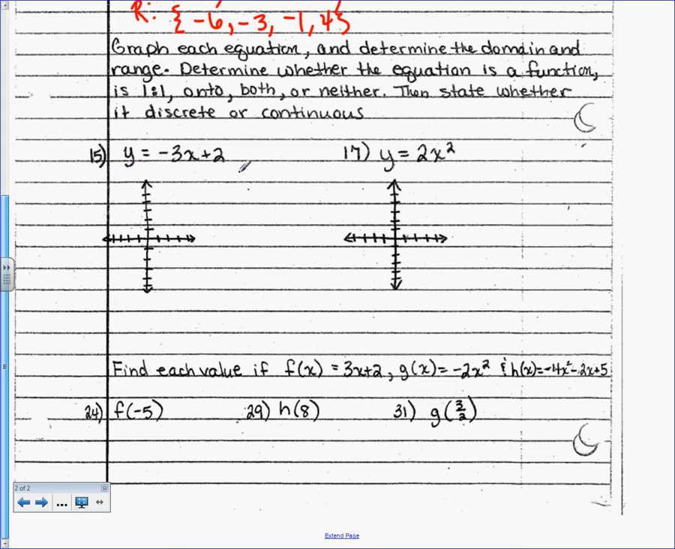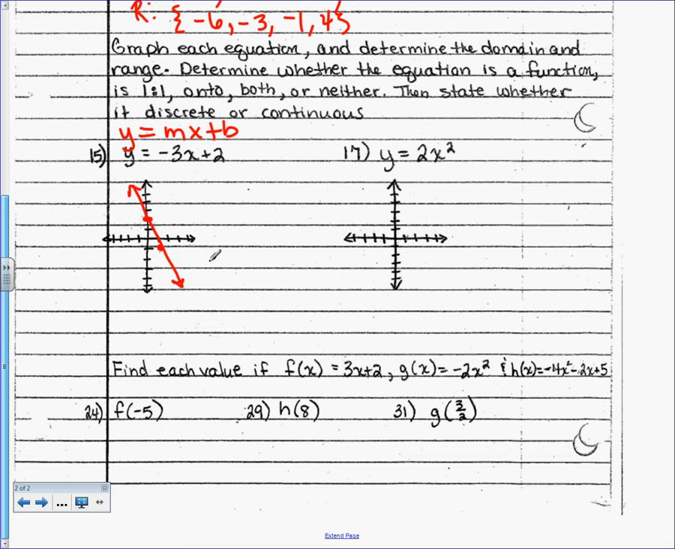This is going to be a line, right? This is y equals mx plus b, something you should remember. Okay? So slope-intercept form, so I'm going to start with my b, which is 2. So I'm going to go up 2 on the y-axis. And then this is my slope, which is really -3/1. So I'm going to go down 3 and right 1 from my y-intercept and graph this line. Okay? So we've graphed it.